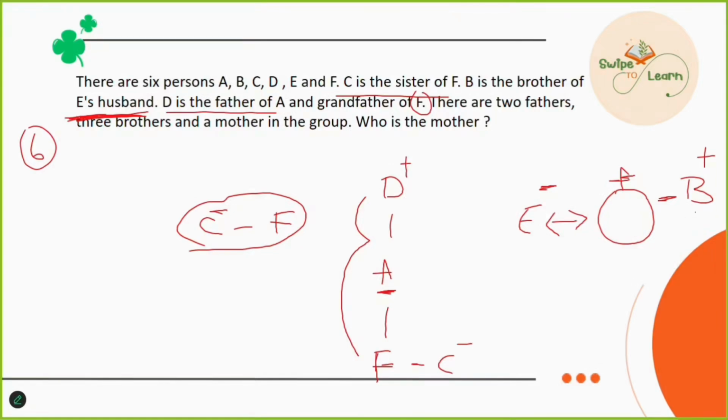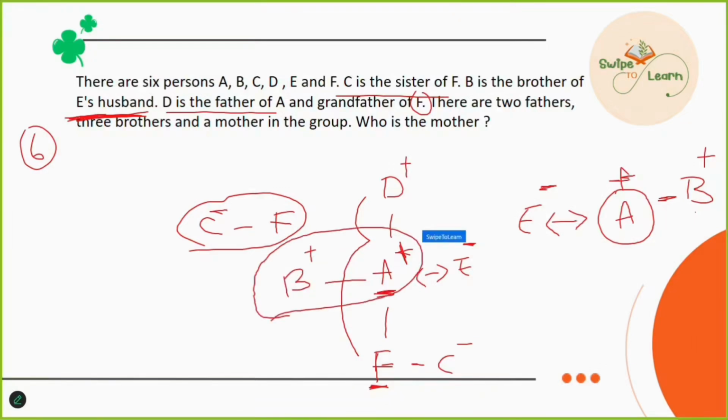In this, whose gender is unknown? A and F. From this we can analyze that this person should be either A or F. F is not possible because F is a child, not a parent. So definitely A would be a male person, and this male person is married to E. That means A and E are the parents of F and C. And this person A has a brother which is B. So B and A are the children of D, and E is the wife of A.